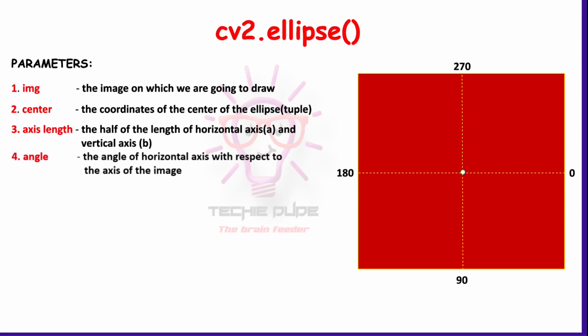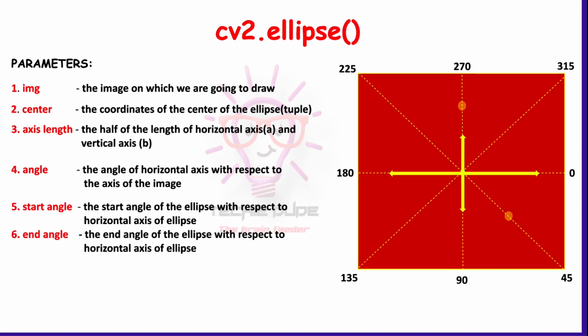The axis of the image is shown using the dotted line, and if I specify the angle to be 45°, my horizontal axis will be aligned in such a manner. So this is what the angle function does. And the next two parameters are the start angle and the end angle.